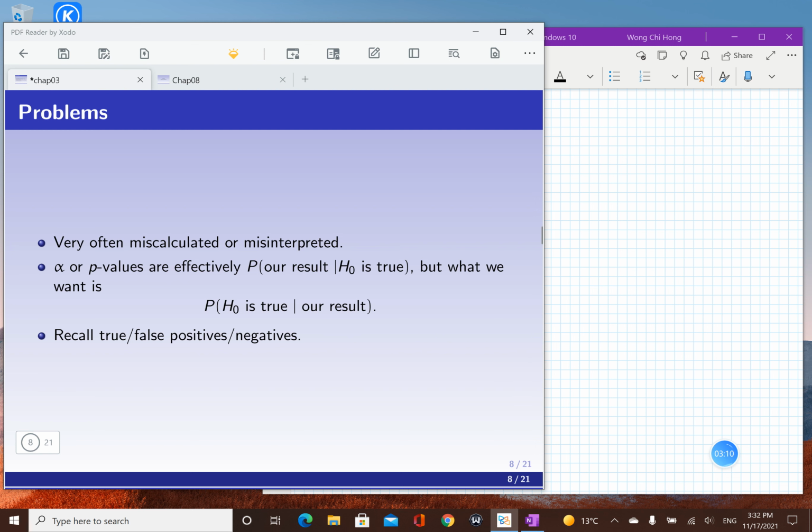But in reality, what we really want is, given the results that we're having, given the exact experiment result, the experiment data and all that, what is the probability that H0 is true? So we always have this sort of problem of false positives and false negatives that we discussed in the earlier chapters when we had our medical tests. Really, any test has this problem. The test result and the truth may not be the same thing.